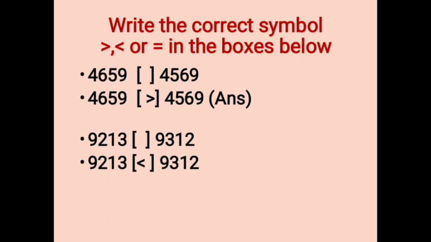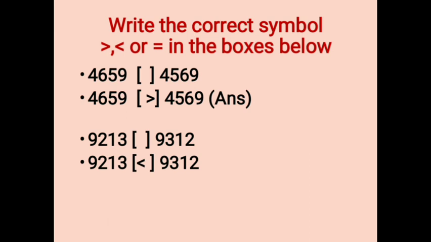4569. Now for doing this type of sums, you have to check the highest place value. In both the numbers you can see that there are 4 digits, that means ones, tens, hundreds, thousands. So the biggest place value is the 1000 place value. So now you check the digit under that place value. In both the numbers you can see the digit is 4. So you can't make out which number is bigger or smaller.